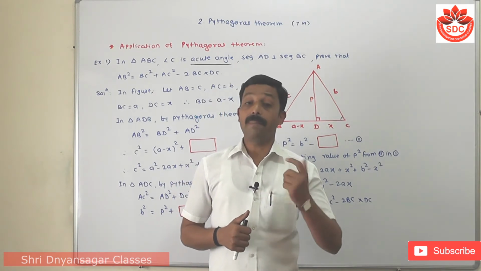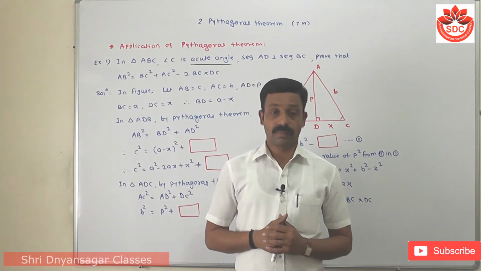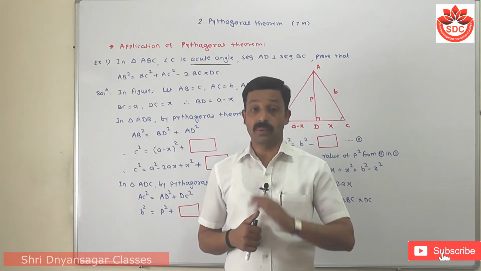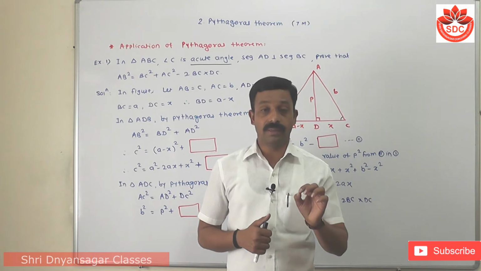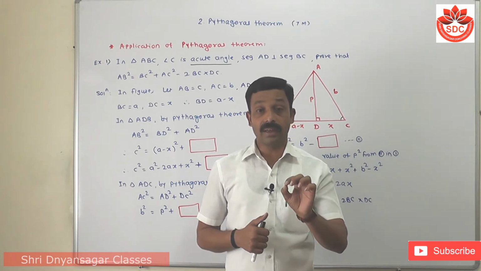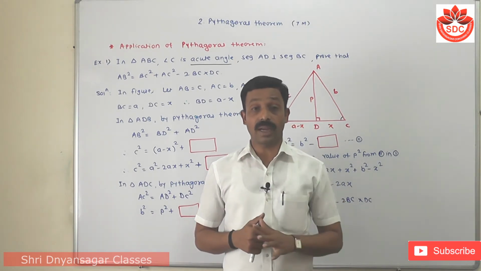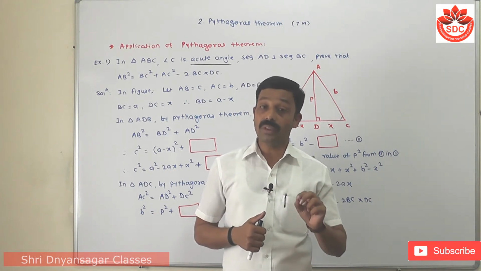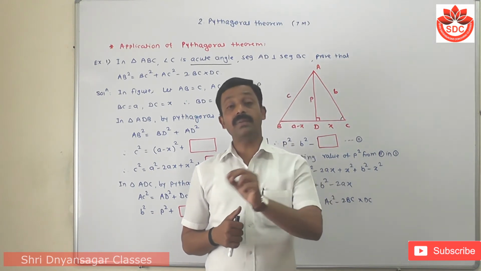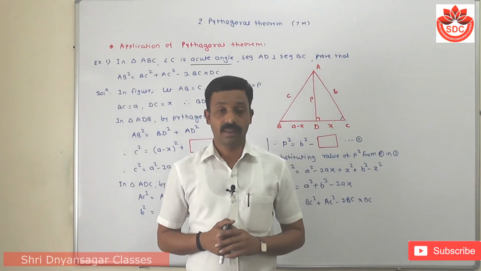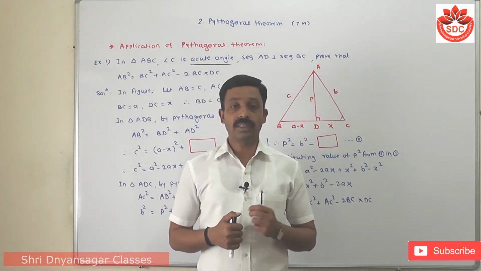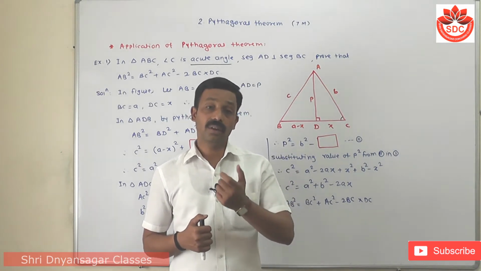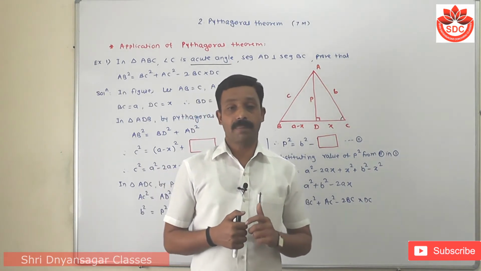Now there are two applications of this Pythagoras theorem. The first one is for an acute angle and the second one is for an obtuse angle. We have to discuss the relation between the side opposite to the acute angle and its remaining two sides, and the relation between the side opposite to the obtuse angle and its remaining two sides. First we discuss the acute angle. Now let's see these applications.